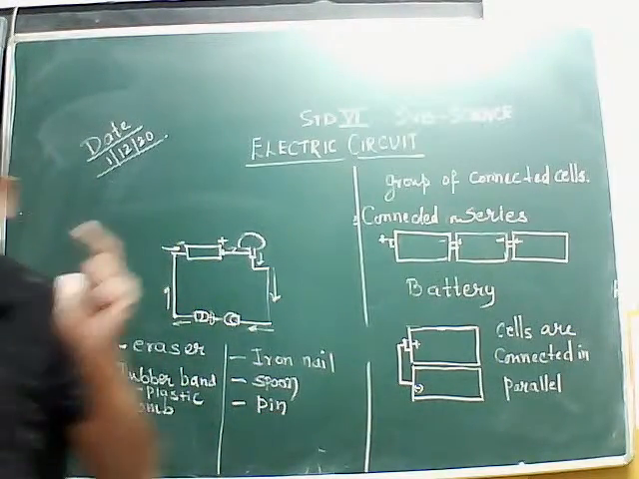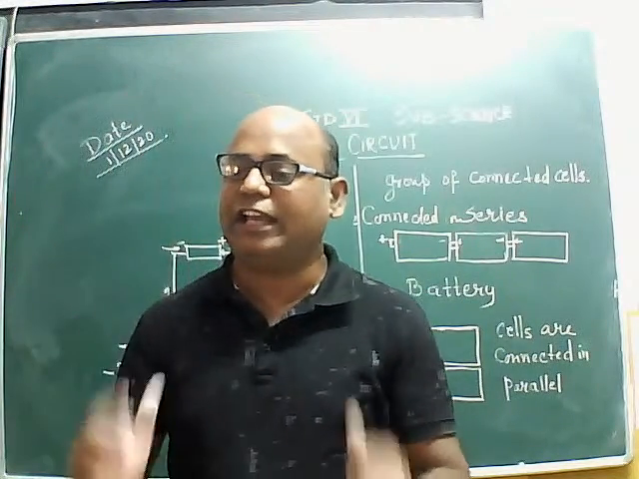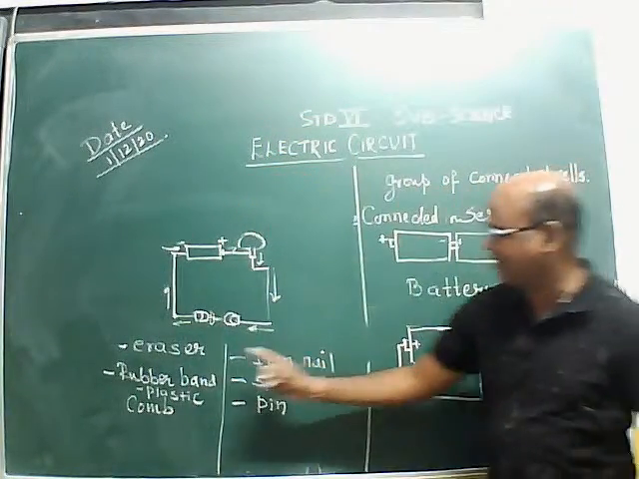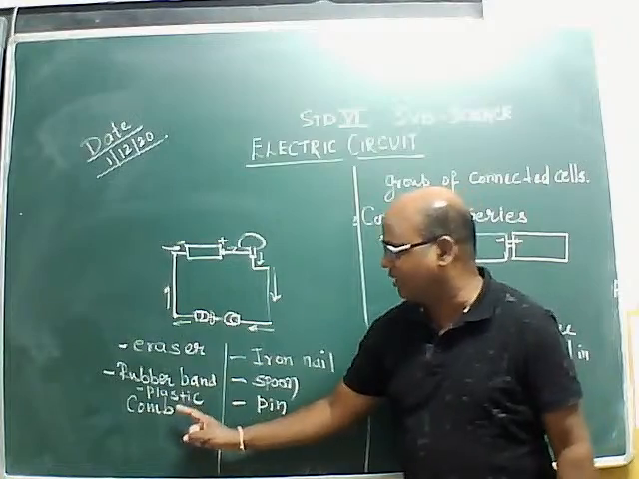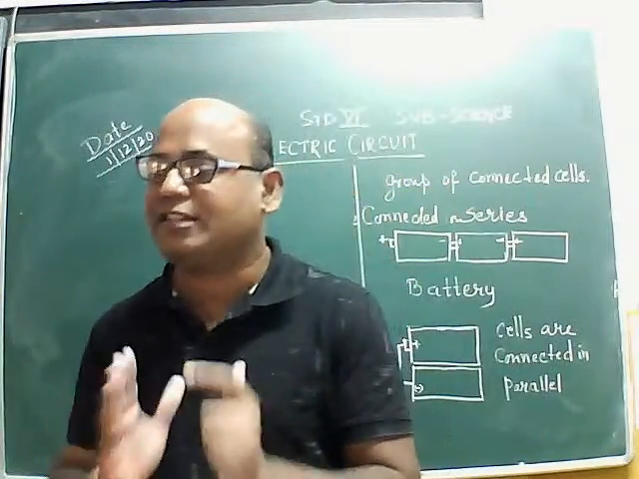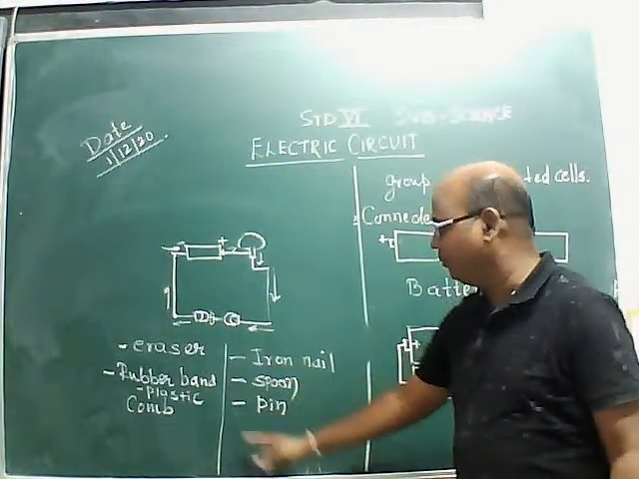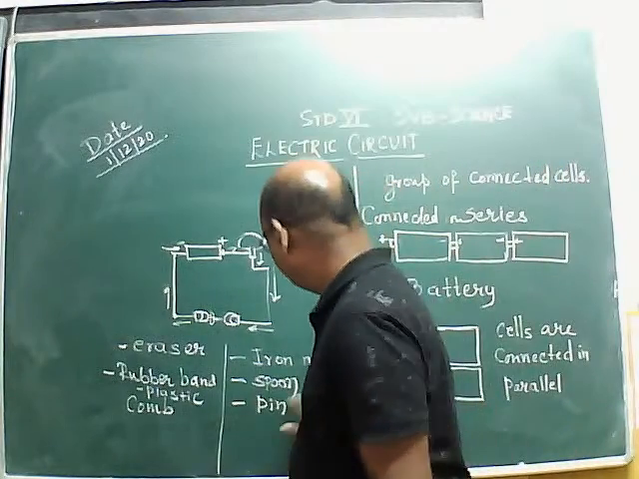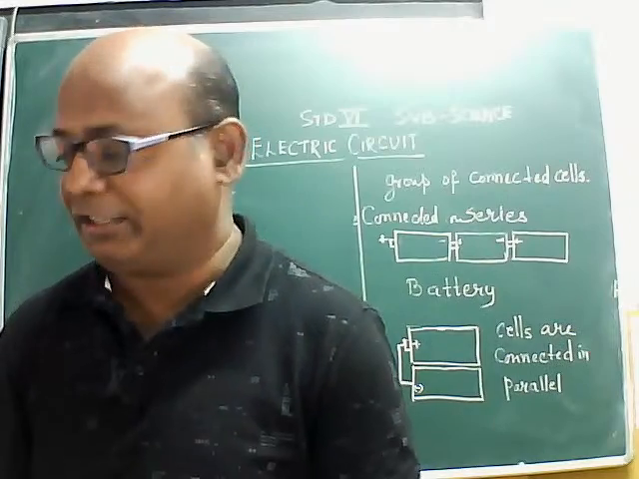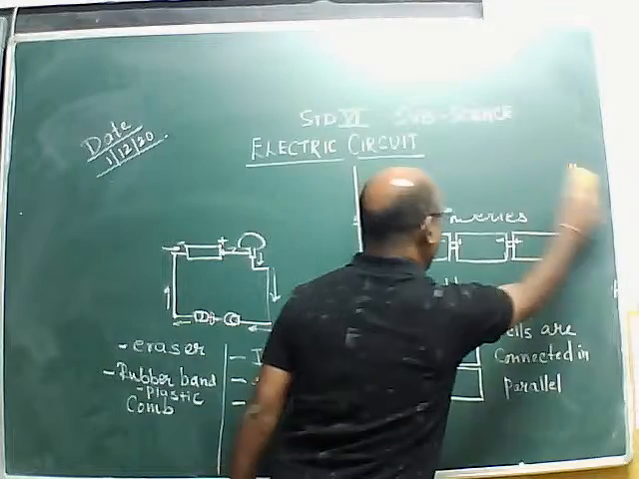So we find such things which allow electricity to pass through them are known as conductors. And there are certain things such as eraser, rubber band, plastic. They do not allow electricity to pass through them. They are known as insulators or bad conductors. And things made of metal like iron, spoon, pin allow electricity to pass through them. They are called good conductors of electricity. Now, why are they good conductors of electricity?